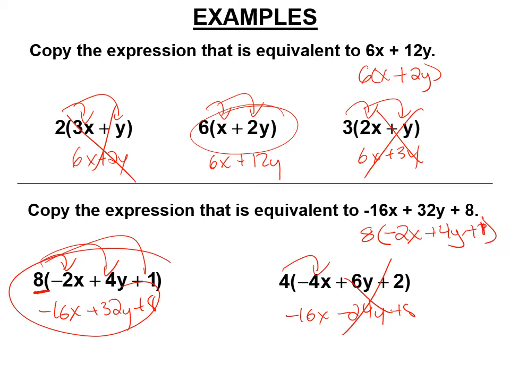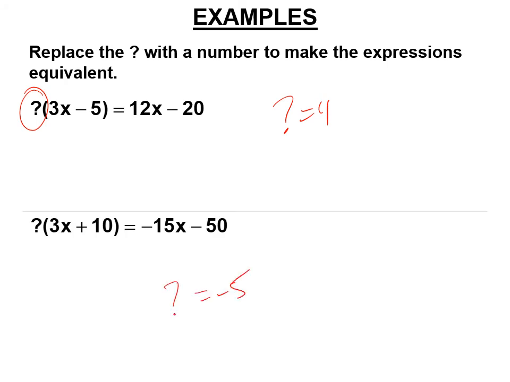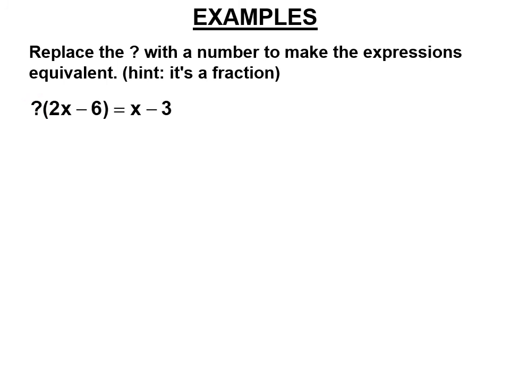So you should be able to go forwards and backwards with distributive property. That's the idea. All right, so what would have to go out there to make that true? The question mark has to be a 4, right? Because 4 times 3x is 12x, 4 times negative 5, negative 20. What has to go out there? Hopefully you're thinking negative 5, because negative 5 times 3x is negative 15x. Negative 5 times 10 is negative 50.